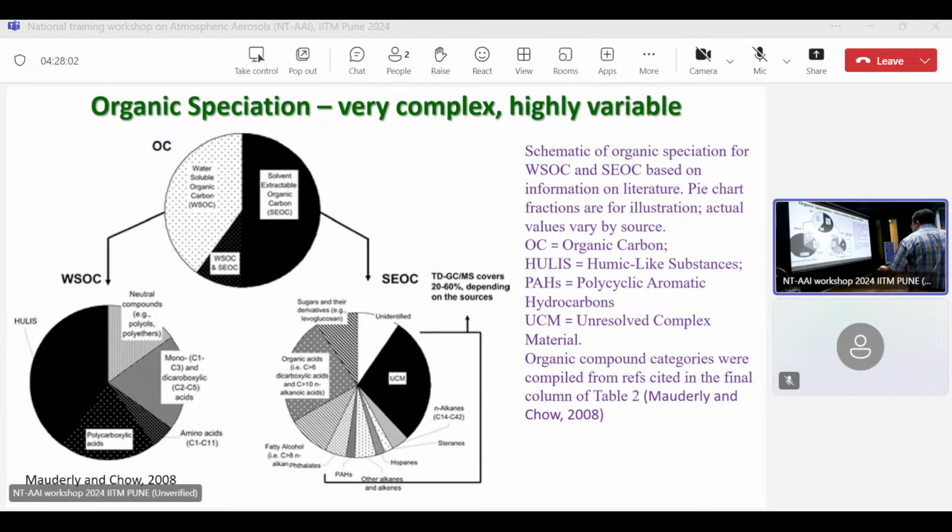Then polycarboxylic acid, different compounds like polyols, polyethers, monomer dicarboxylic acid, etc. They are part of fluidity. Solvent extractable, if you see, they have done many, still this much is unidentified. That is what I was saying. Organic is very complex. What they could identify is sugars, organic acids like dicarboxylic acid, alcoholic acid, fatty alcohol, phthalates, PAHs, alkanes, propanes, etc.